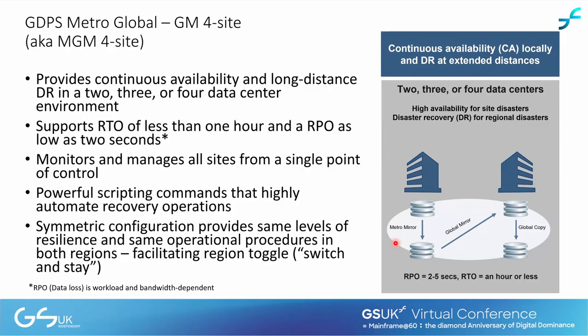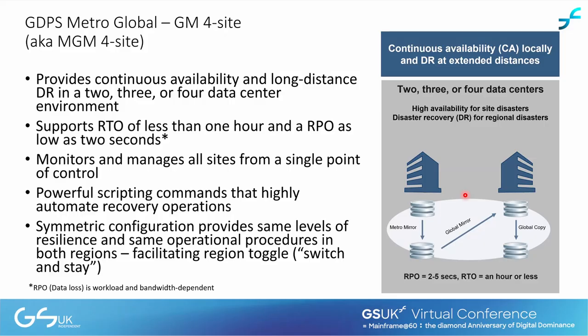So we've come a long way. This is all disk-based replication, but with MGM Foresight, you can see the difference between Foresight and 3Sight right here. We now in region A have a similar setup in region B. We now support an RTO of less than 1 hour and the RPO as low as 2 seconds. We still utilize powerful scripting commands to automate recovery operations.